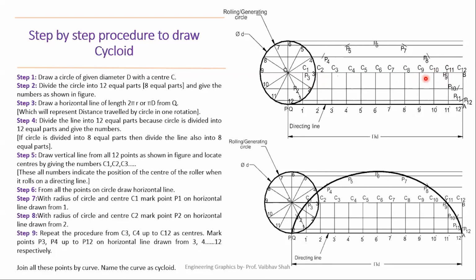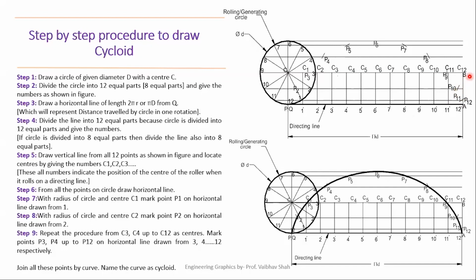After that, from C10, we have to cut the line of 10. This is point 10 and the line passing from 10 will be this. So you have to cut this line from your center C10. After that, from C11, we have to cut the line of 11. So C11 is this line. You have to keep the same radius of your rolling circle and cut this line of 11 from your C11 center to get your point P11.